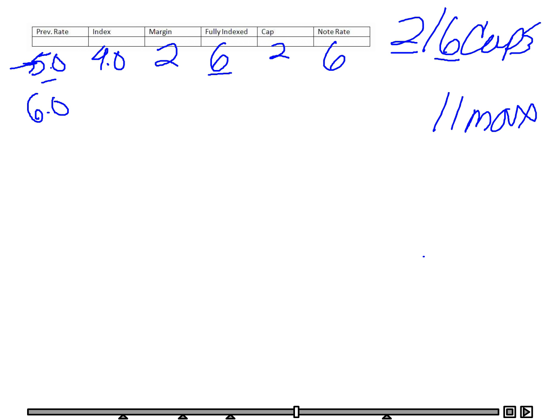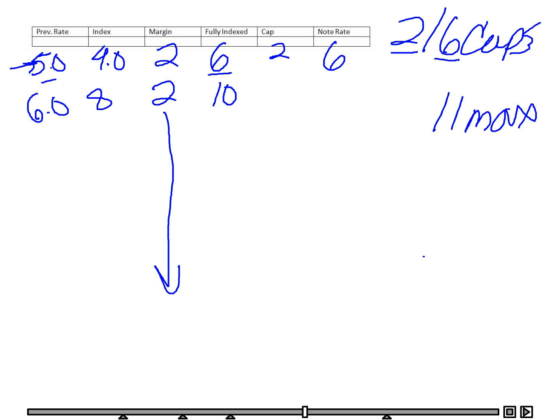Okay, with this adjustment, let's assume the market's done horribly and the index is now up to 8%. Our margin, as we said at the beginning, never changes. So the margin remains 2 and will remain 2 throughout our entire example. So that gives us a fully indexed rate of 10%.